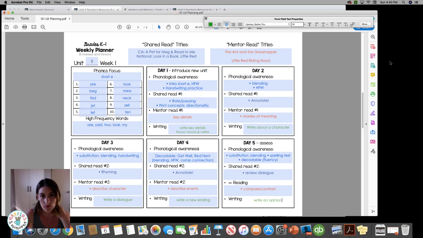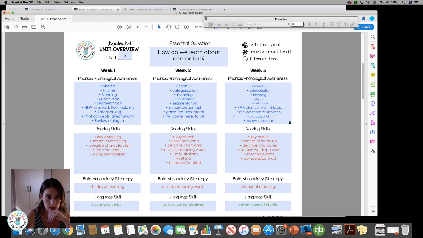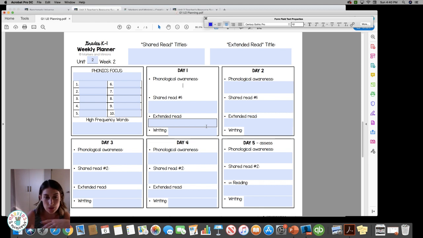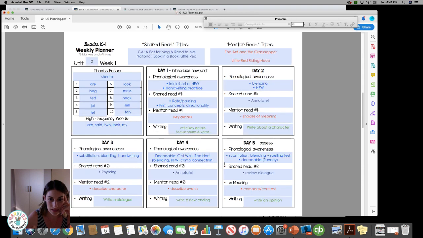Okay. So I'm going to stop there because the other weeks are going to be the same. So you're going to make those same sort of decisions there where you focus on maybe 1 or 2 things to get to. And if you have more time, great. You can go into all of the other lessons as well. The only difference between the next couple weeks and what we just planned is that there's going to be 1 extended read instead of 2 mentor reads. So that's it. You're using the same text all week long.